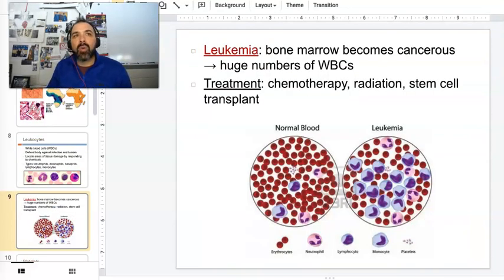When we talk about a disorder of the blood, we need to talk about leukemia. In leukemia, the bone marrow becomes cancerous. There are huge numbers of white blood cells, but they may not be doing their function. Treatment can be chemotherapy, radiation, or stem cell transplants. Again, with leukemia, the function of the cell has been disrupted because of cancer.